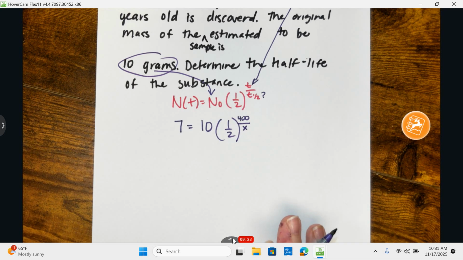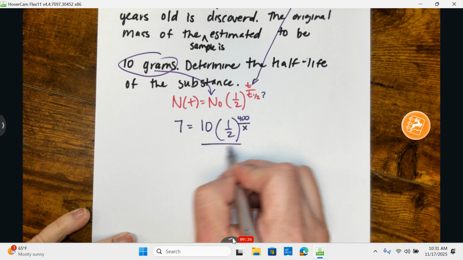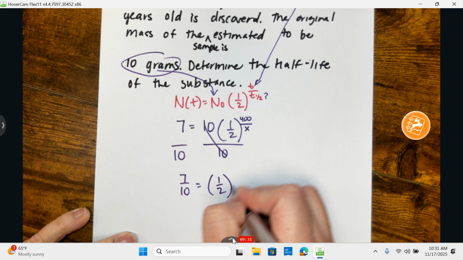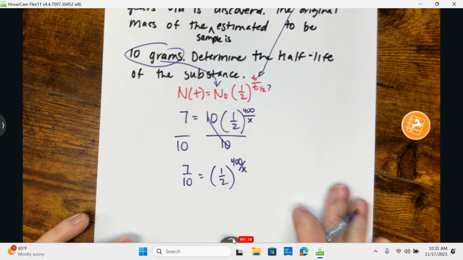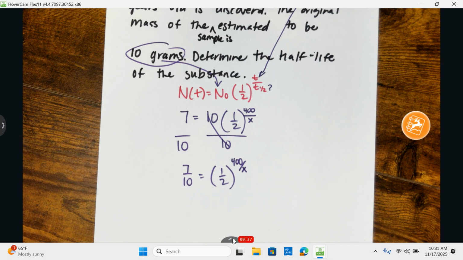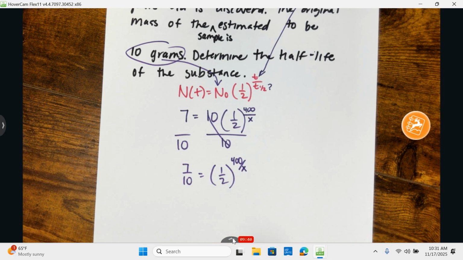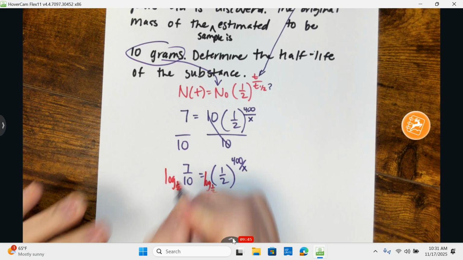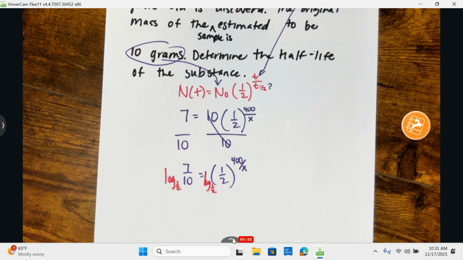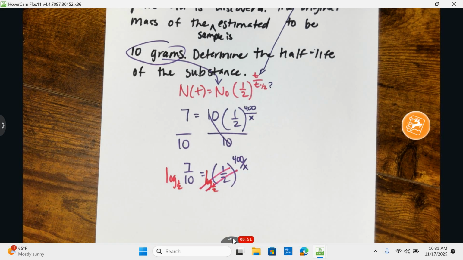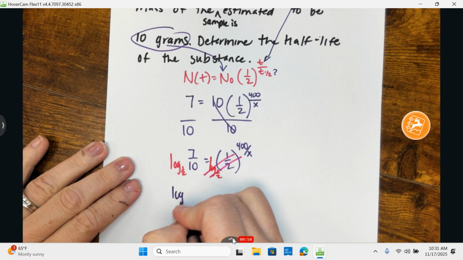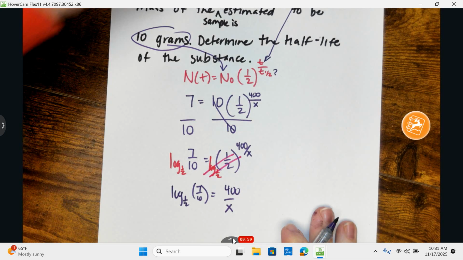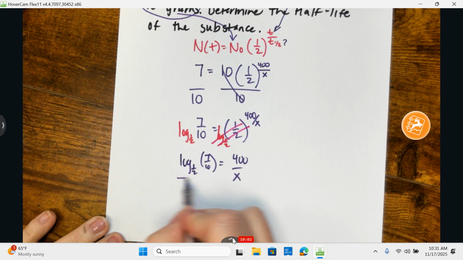And so what we're going to do right now is let's first divide by 10. So 7/10 equals 1/2 raised to the 400 divided by x. Now, in examples 1 through 6, when this was an e, we took the ln, or log base e, of both sides. Now, to remove the 1/2, we're going to take log base 1/2 of both sides. Log base 1/2 of 7/10 equals 400 divided by x. And I know that I can put a 1 underneath this quantity.